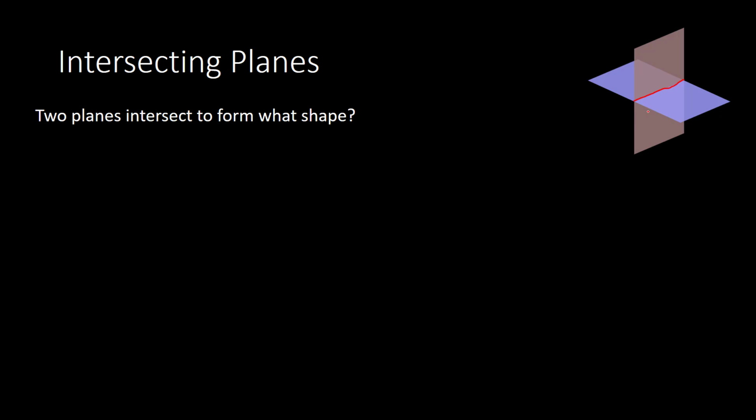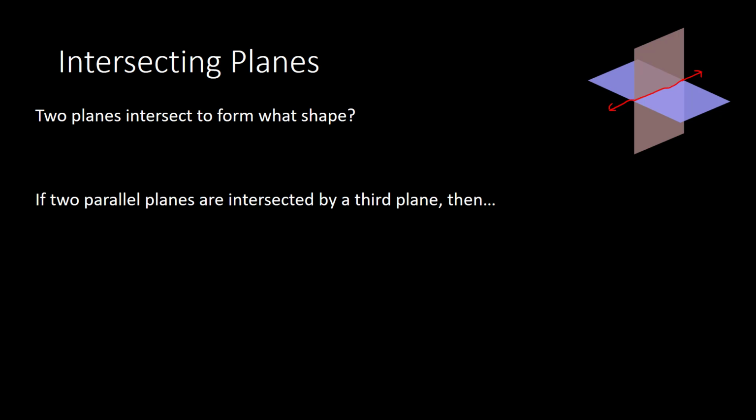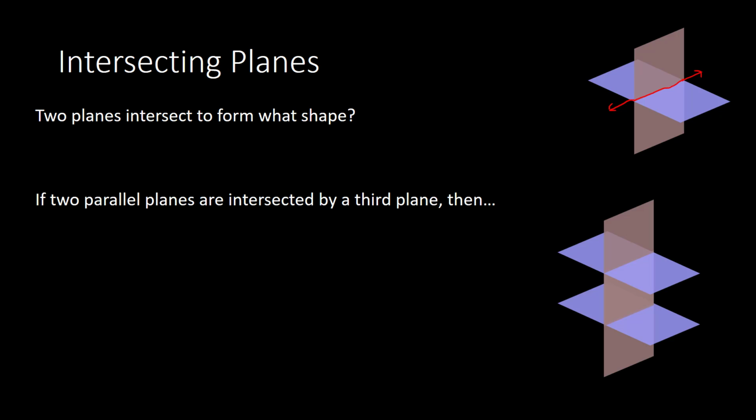So if you can imagine this going on forever, the line would also go on forever where they intersect. So they intersect to form a line. Now what if we had two intersecting planes, such as in this picture? So here we see that we have the red plane being intersected by the two blue planes.